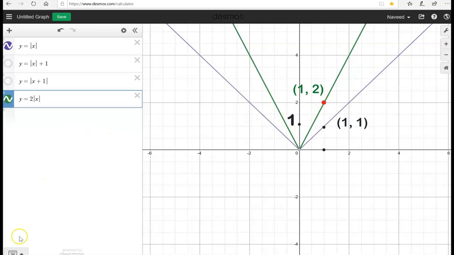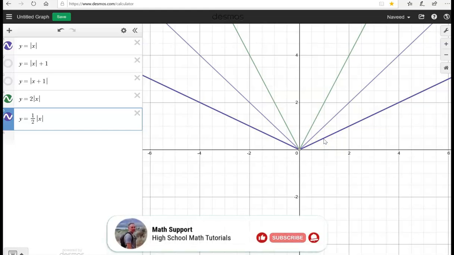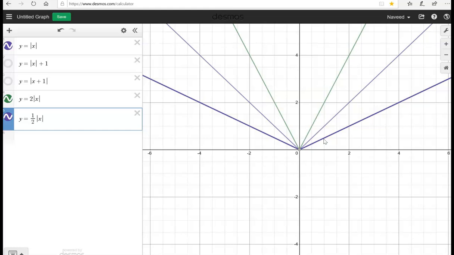Now what happens if it's a half? You guessed it, the graph opens up and it just widens. All the y coordinates, based on the original reference x coordinate, are half now. So y equals 1/2 times the absolute value of x. I left the green graph in there so you can see the difference between what happens when you have a 2 in front of it and when you have a half in front of it, just like what you're used to with the quadratic functions.